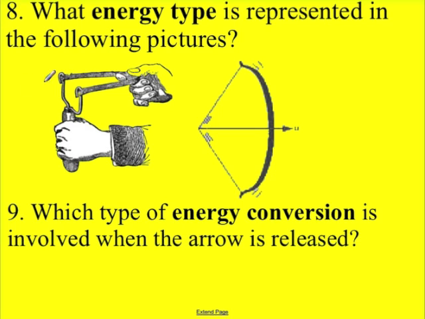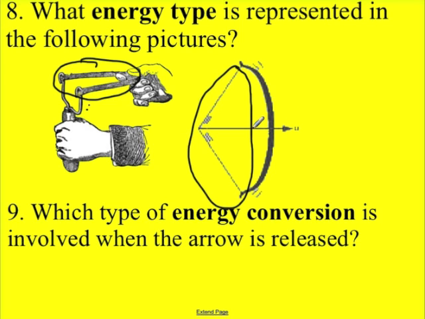So not only is energy being converted or not, but what energy conversion is involved, or what energy type is involved. So what energy type is represented in the following pictures? You've got a slingshot here, and you've got a bow and arrow here. It doesn't look like a compound bow, so it's a regular bow. So what energy type is being represented? You guys know? If you said elastic, you are correct. Yeah, that's elastic energy. That's one of the energy types that we talked about.